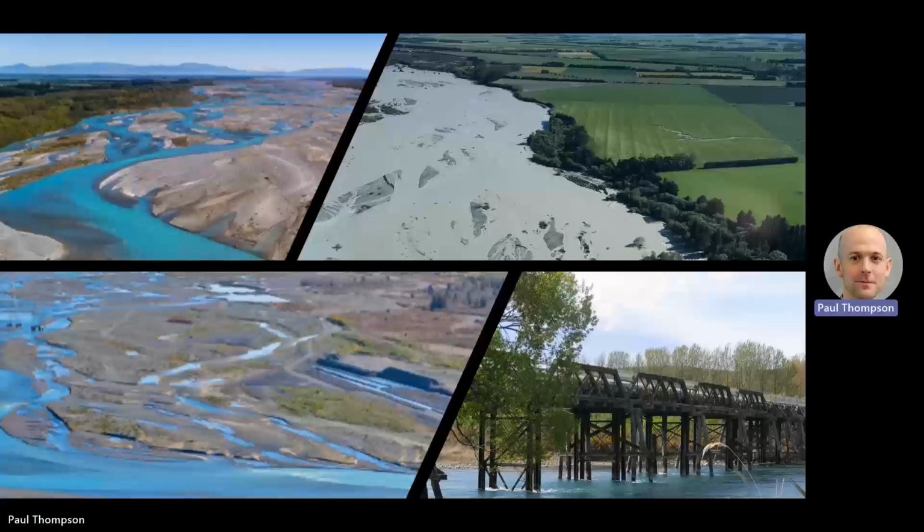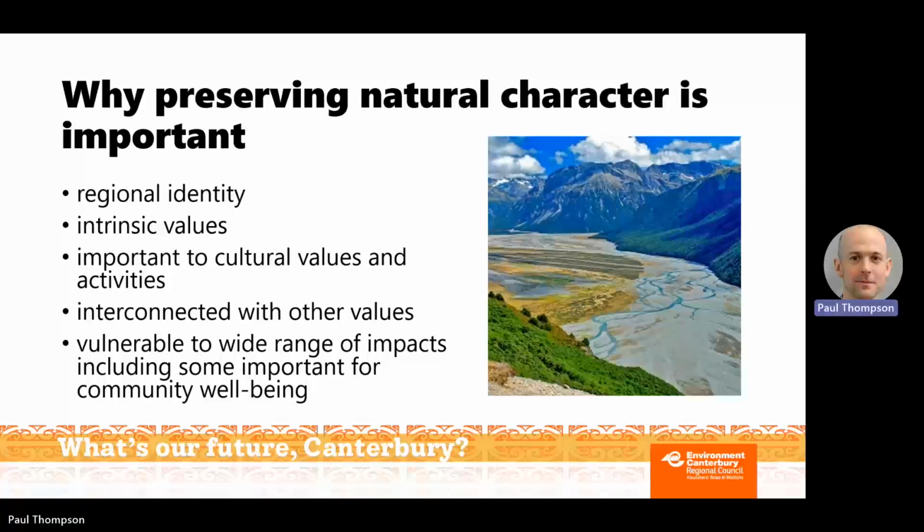Bottom left photo, you might be able to make out in the left-hand top corner, there's some infrastructure, some pylons traversing the braided river, and in the right-hand part of the photo, there's also some gravel extraction taking place. The right-hand bottom photo also shows a different type of infrastructure, some pipelines that we may see in our rivers. So why is preserving natural character of our rivers important?